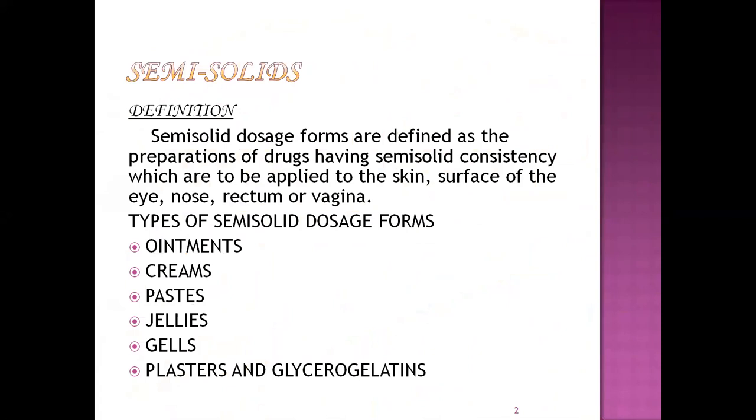So we all know the definition of ointments, because they belong to semi-solids. The semi-solid dosage forms are defined as preparations of drugs having semi-solid consistency, which are to be applied to the skin or the surface of the eye, nose, rectum, or vagina. So I repeat, the ointment belongs to semi-solid dosage forms. The types of semi-solid dosage forms are ointments, creams, pastes, jellies, gels, plasters, and gelatins.